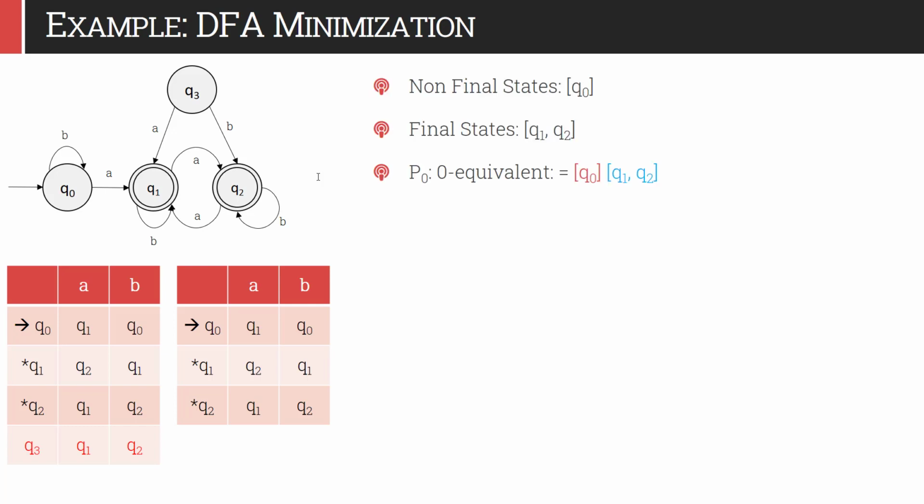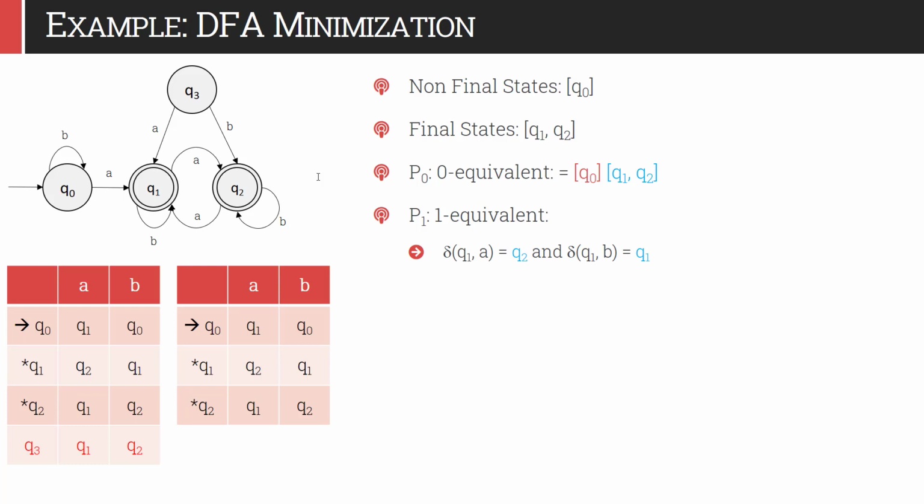Let us first derive P0, or the 0 equivalent partition. P0 means the set of all the non-final states and the set of all the final states. So in the given DFA, Q0 is the set of non-final states and Q1 and Q2 are the set of final states. So this is P0, very simple. Now we will try to derive the 1 equivalent. We will read one character at a time from Q1, Q2. Q0 is the only state in its set, so it's isolated and we don't need to process it.